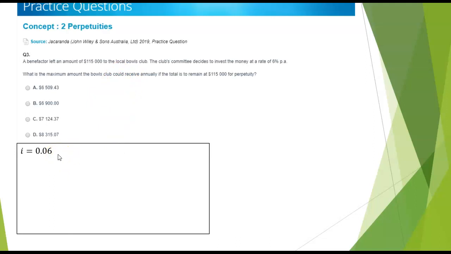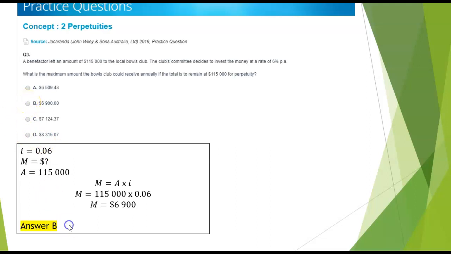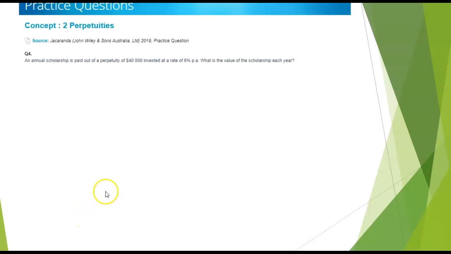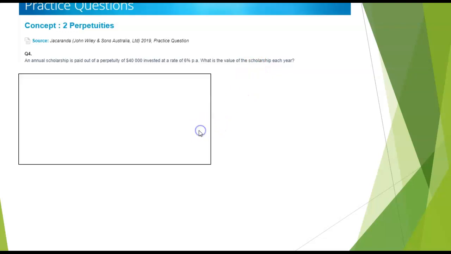So 6% expressed as a decimal, looking for M. Our investment amount is $115,000. So M is A times I. Substitute in, and we get $6,900, which here is answer B. Okay, question 4. An annual scholarship is paid out of a $40,000 perpetuity, vested at 6%. What is the value of the scholarship? So once again, we're looking for M.